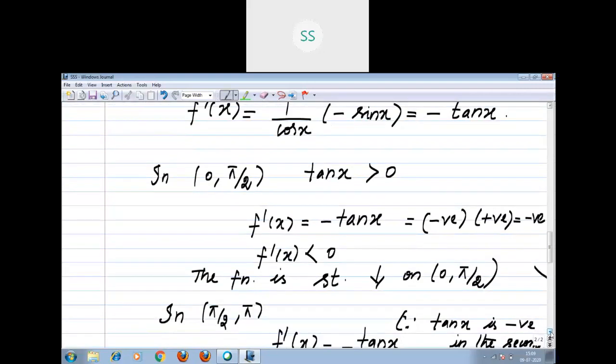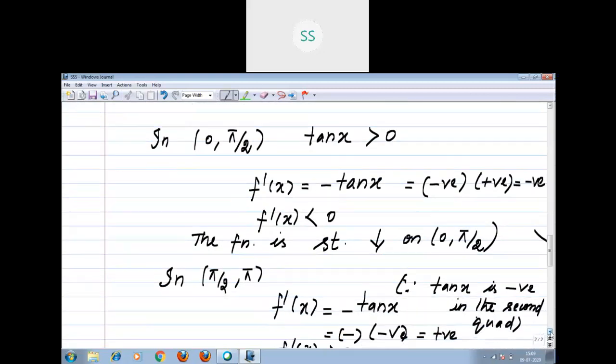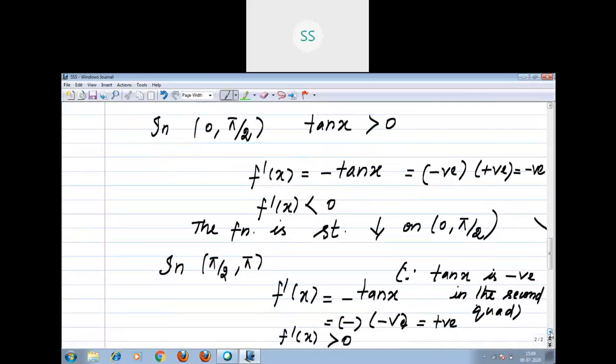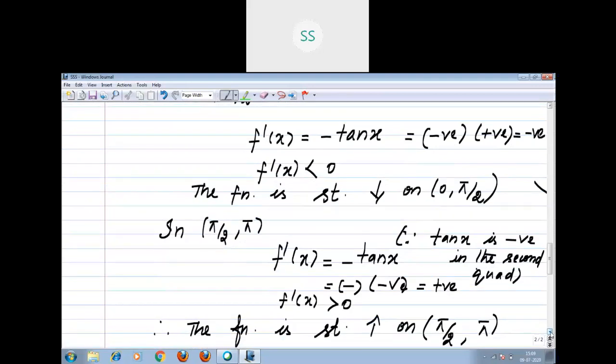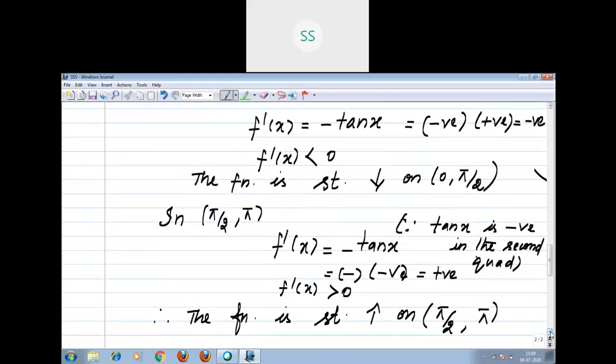Pi by 2 to pi: here tan x is negative, and negative into negative is positive, which is greater than 0. Even though tan x is in the second quadrant, the derivative is greater than 0. Therefore, the function is strictly increasing on pi by 2 comma pi.